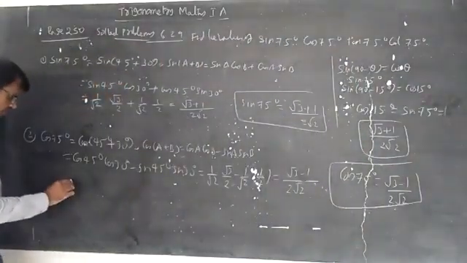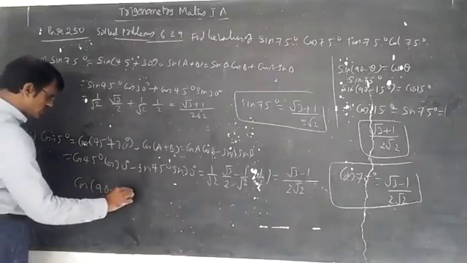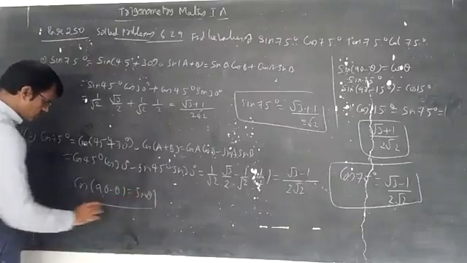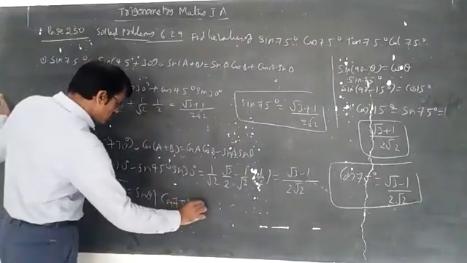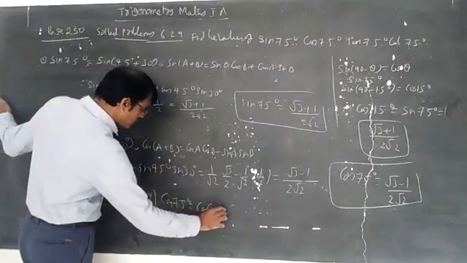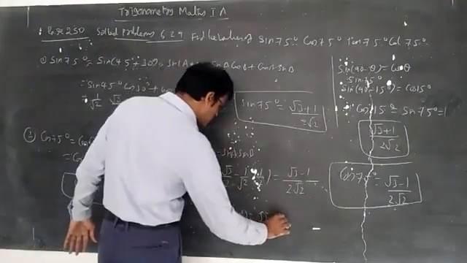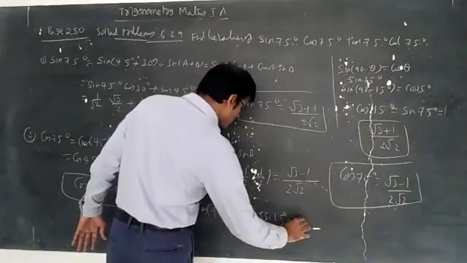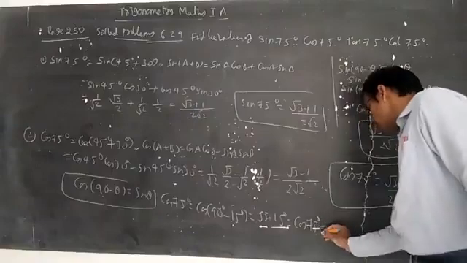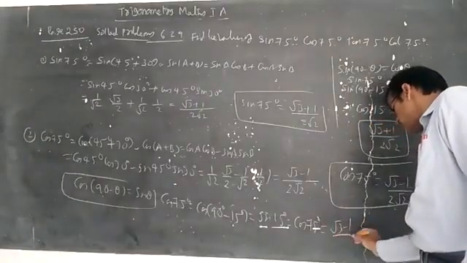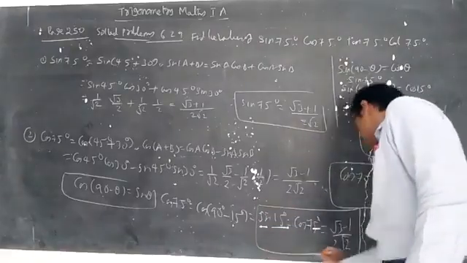Once again we remember the formula: cos of (90 minus theta) is equal to sin theta. So, cos 75 is cos of (90 minus 15). Cos(90 minus theta) becomes sin theta, so sin 15. Sin 15 is nothing but cos 75. Sin 15 and cos 75 are equal to (root 3 minus 1) by 2 root 2. This is the most important concept.